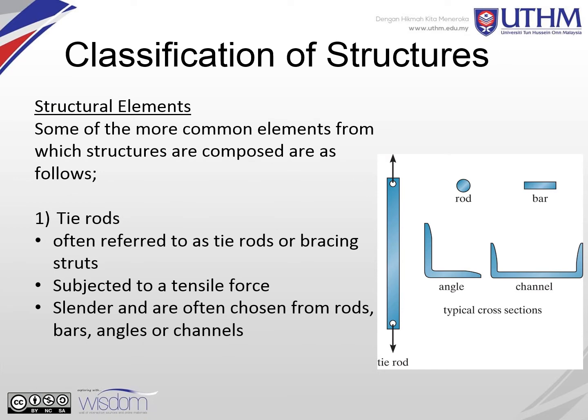Okay, so for the classification of structures, there are many elements. Some of the more common structural elements from which structures are composed are as follows. Number 1, you can see here there are tie rods, for steel structures, often referred to as tie rods or bracing struts, subjected to a tensile force. You can see that this rod is subjected to a pulling force, which is the tensile force. They are slender and are often chosen from rods, bars, angles, and channels. These are the common types of parts used.